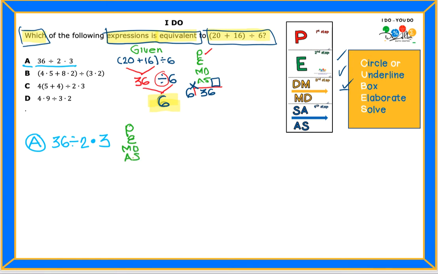And I'm going to get started by looking at parentheses. But we don't have parentheses, so we're good here. Exponents, we don't have any. Multiplication and division, or division and multiplication, whichever comes first from left to right. In this case, from left to right, I see a division. And the two numbers in between are 36 and the 2. That means we have to work this out.